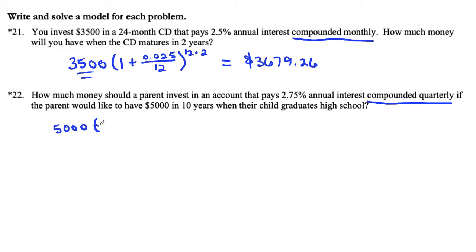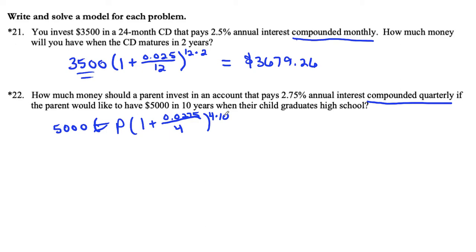Now, just pretend that's an equal sign. Ignore that parenthesis, right? Equals our principal amount, and then 1 plus our interest rate, 0.0275. This is compounded quarterly, so it's divided by 4. And this is raised to the 4 times 10. Right, compounded 4 times a year and 10 years.